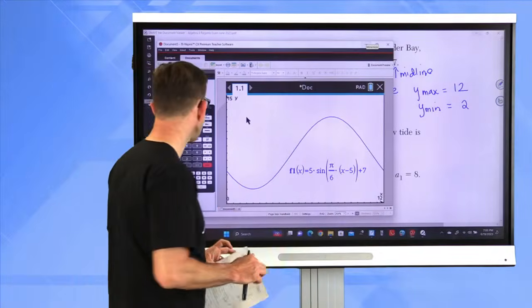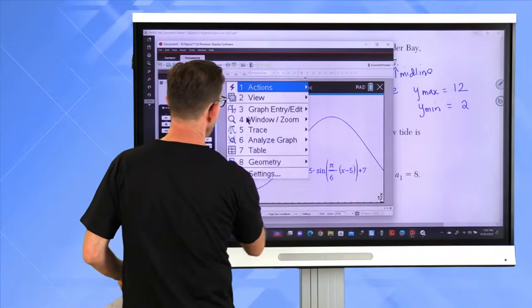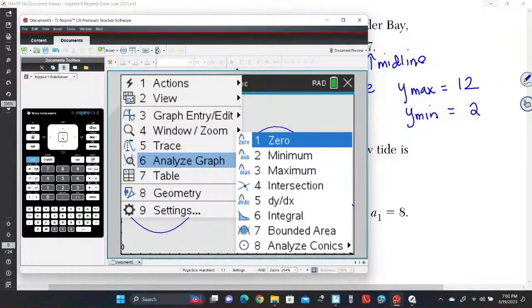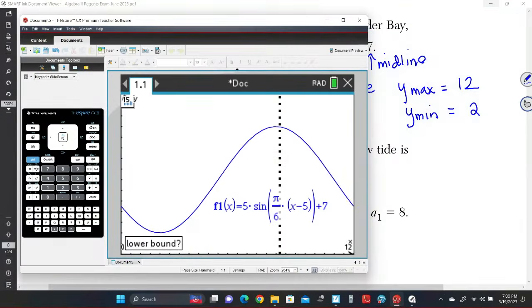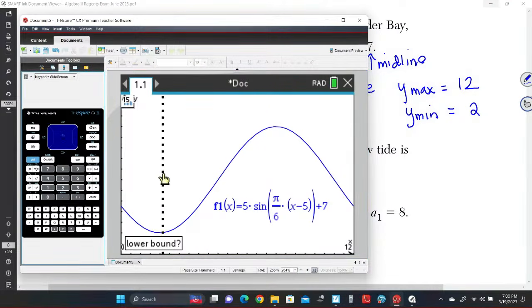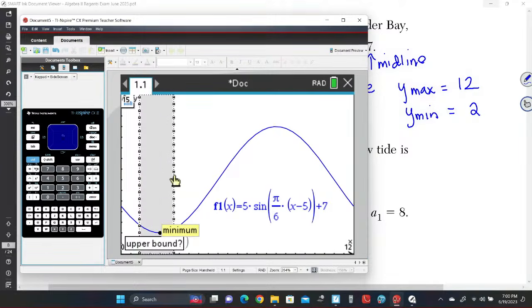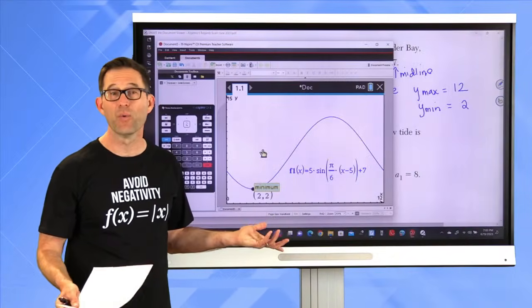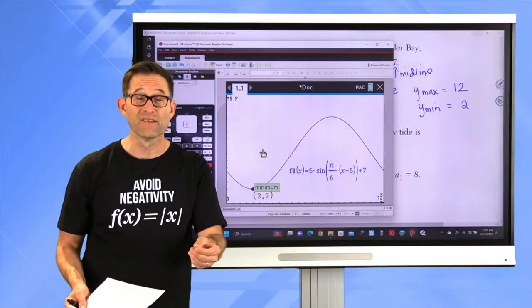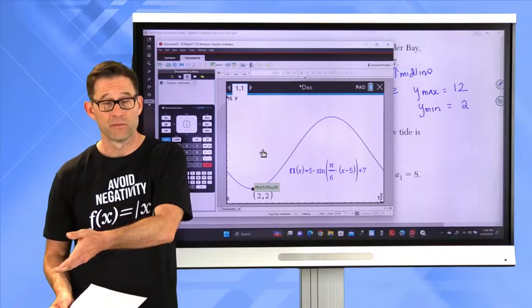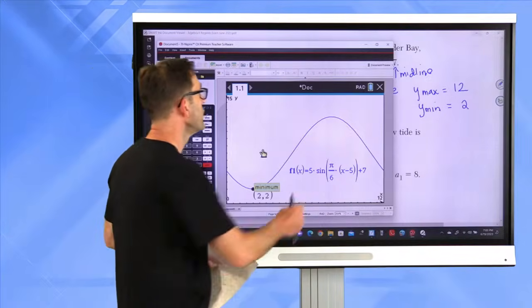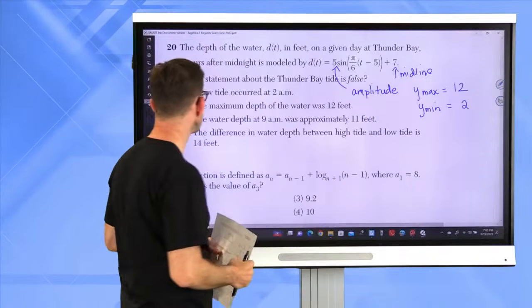Well, one thing that I could do is go into my menu, go into Analyze Graph, and look for the minimum. I'm going to bring this to the left of the minimum, hit enter, bring it to the right of the minimum, hit enter, and it looks like the minimum occurs at 2, at 2 a.m. Because remember, X is the hours after midnight. So that one's correct.